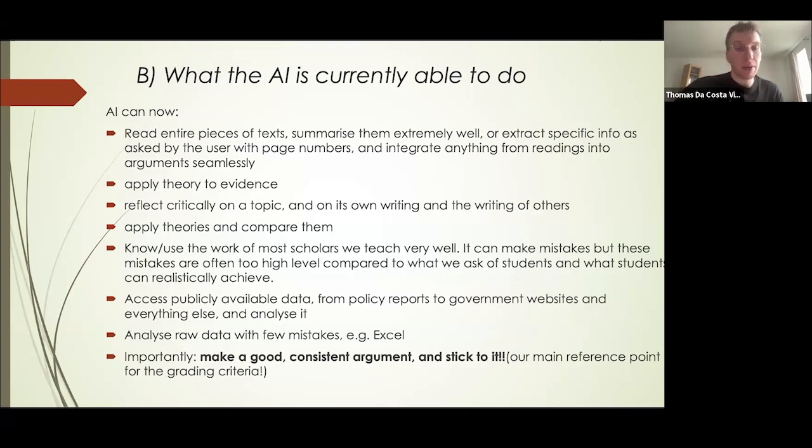AI can also access publicly available data that's been already processed in most cases, so policy reports or government websites like, I don't know, UK Companies House. And it can extract it and analyze it on the spot. It can analyze raw data with very few mistakes: you put Excel data in it, it can do that. And importantly, for essay writing and assignments in general, it can make a good, consistent argument and stick to it and defend it, which it wasn't able to do a year or a year and a half ago.